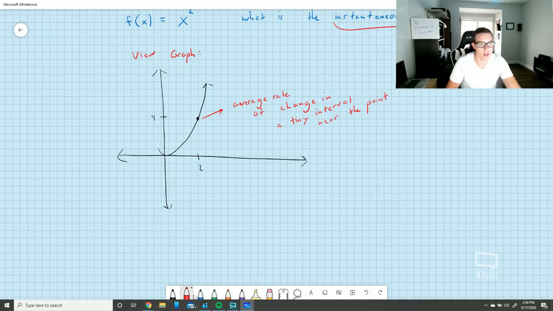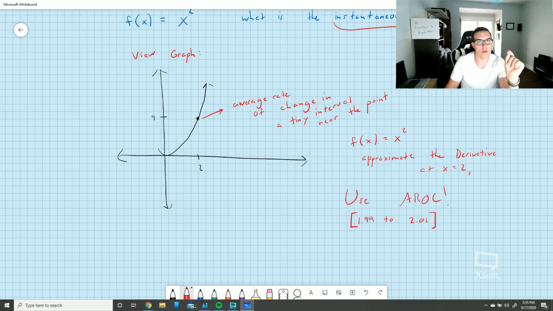So if we have our function, and I want to approximate the derivative at x equals 2, I can use AROC to do it. And we can just use a super small interval around 2, maybe 1.99 to 2.01.